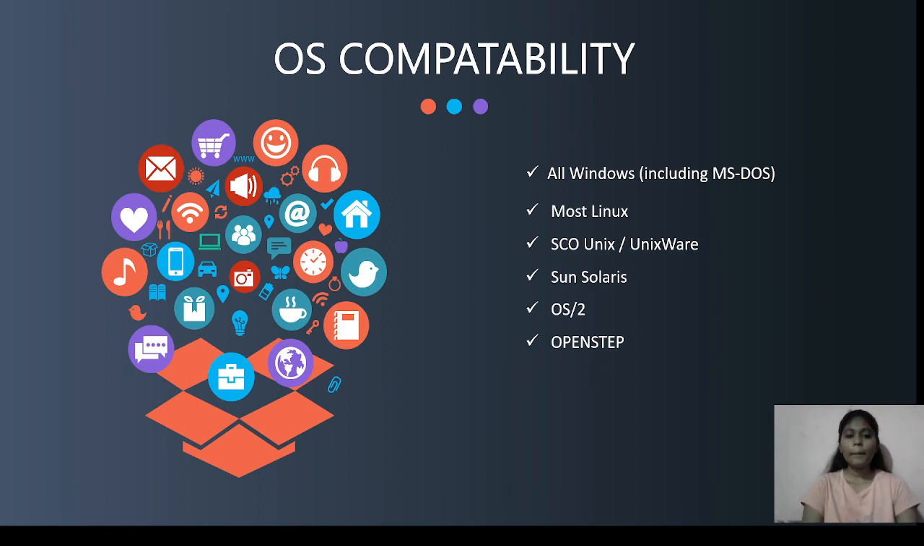The OS compatibility of microprocessor Celeron. It has all Windows compatibility including MS-DOS, most of Linux, SCO Unix, Unixware, Sun Solaris, OS/2, and OpenStep. This is the whole list of OS compatibility of Celeron.